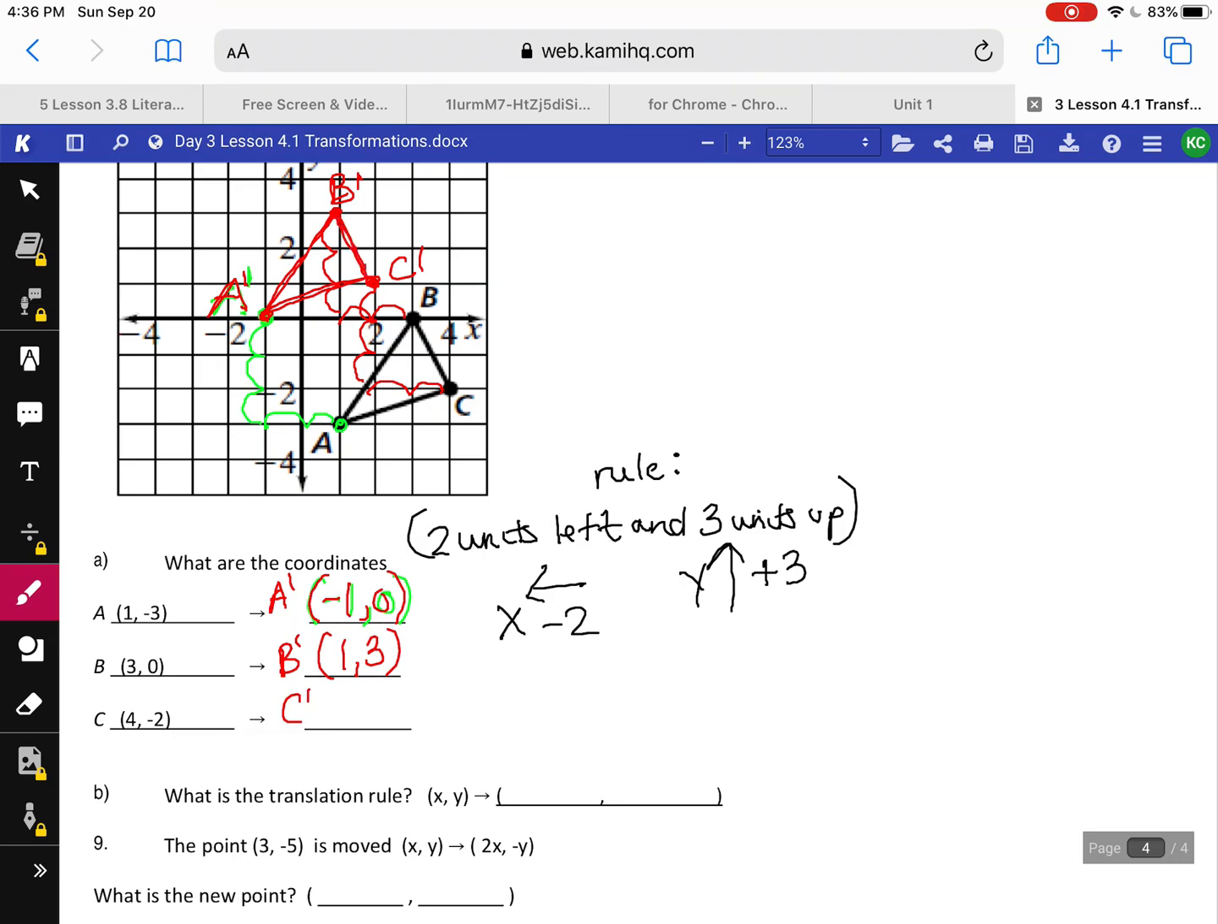As I'm looking at this new shape, again, it looks the same. If I were to cut these 2 triangles out and put them on top of each other, they would be congruent. And I just need to finish off my C with it is 2 up 1. So what is the translation rule for (x, y)? Well, we just wrote it out here as we were looking at the true meaning of moving left and then going up. The rule is (x minus 2, y plus 3).